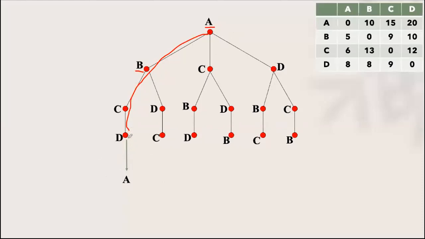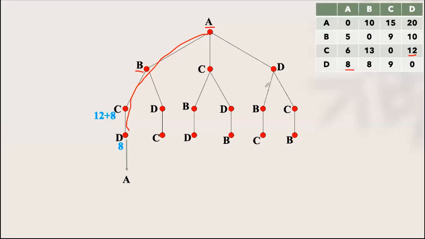Say D to A. D to A, what is the cost? D to A, the cost is 8. Okay, D to A cost is 8. Next, C to D. C to D is 12. So this will be 12 plus 8.